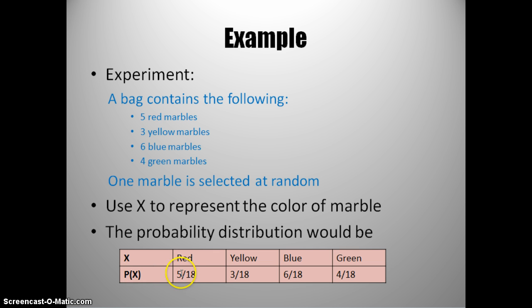So the probability of X when X is red is 5 out of 18, for yellow is 3 out of 18, for blue is 6 out of 18, and for green is 4 out of 18. And once again, the 18 came from the fact that when you total up the number of marbles in the bag, you have 18, and for each color, the numerator is just how many there are. Notice that we just list the different outcomes in the first row, and then the probabilities of those outcomes in the second row.